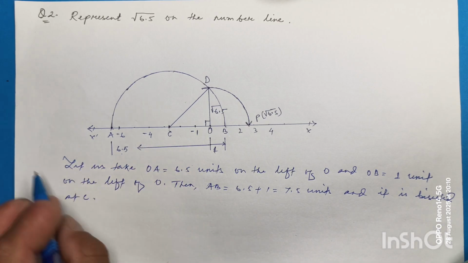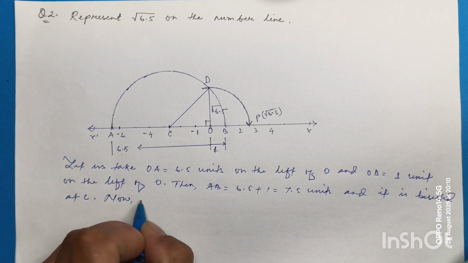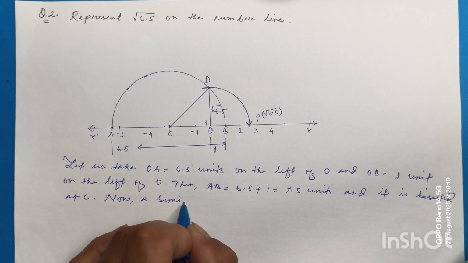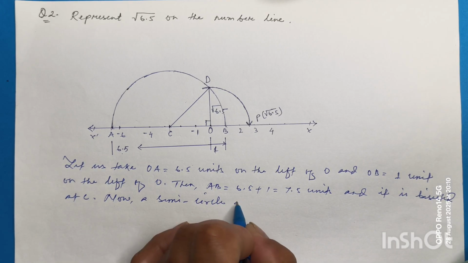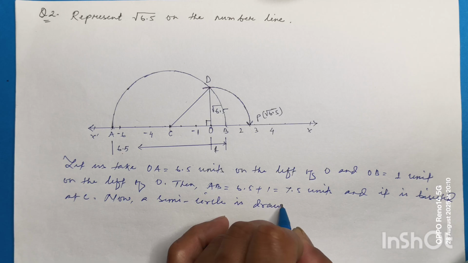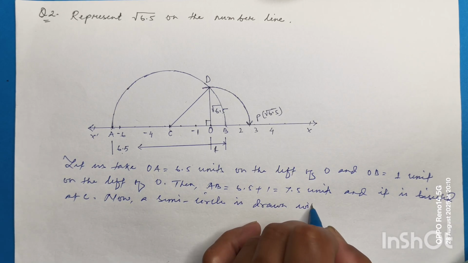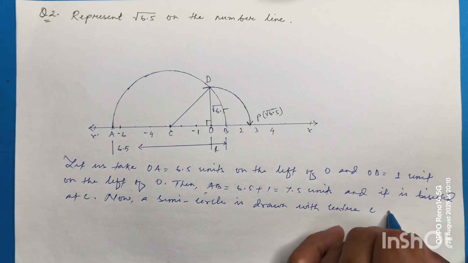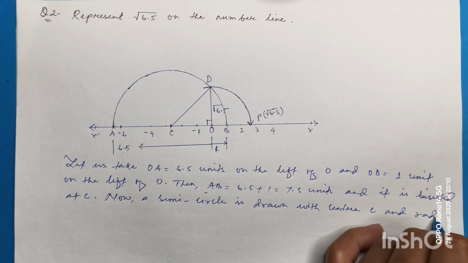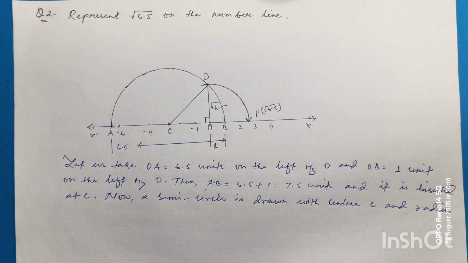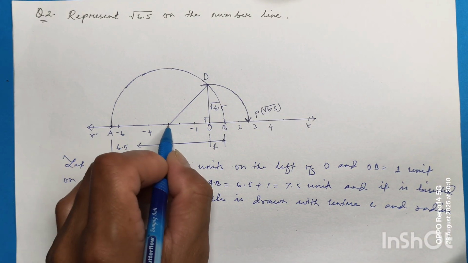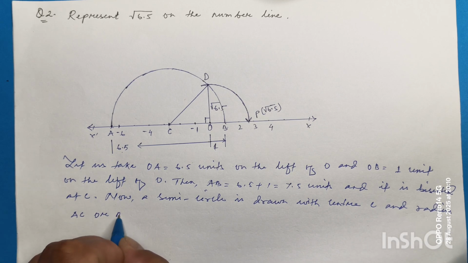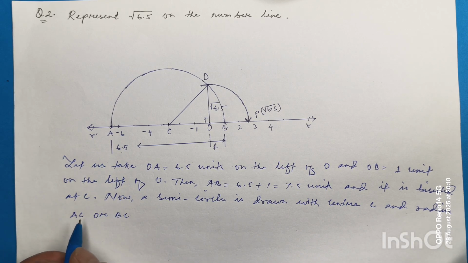Now with center C, a semicircle is drawn. A semicircle is drawn with what center? C. And what radius? AC or BC.